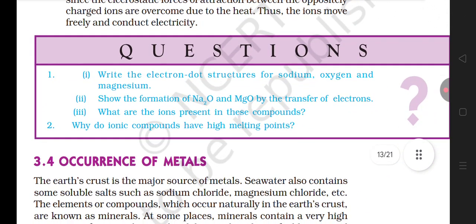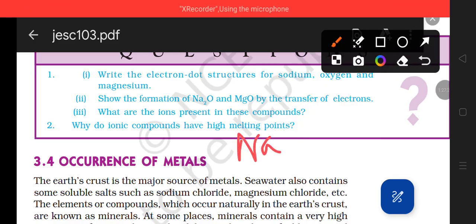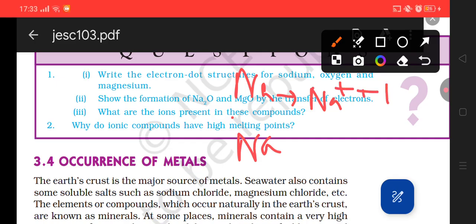Now we'll quickly see some of the questions given to us. Write the electron dot structures for sodium, oxygen and magnesium. You can write electron dot structures for sodium, oxygen and magnesium very easily. If I talk about sodium, your book has already given it. Sodium has one valence electron. See, sodium becomes sodium cation plus one electron.